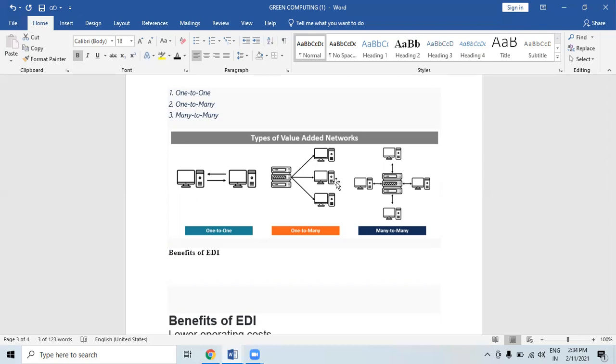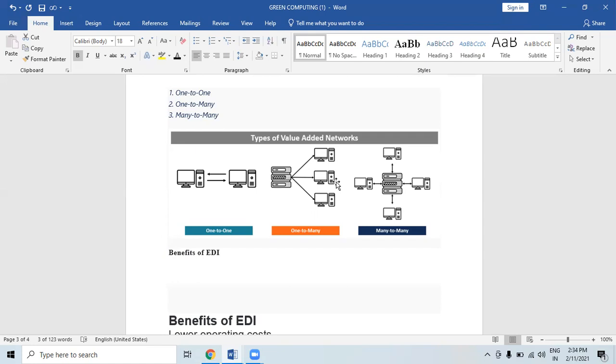So this is about the VAN, that is nothing but the value added network. With the help of a value added network, businesses can connect to each other. One business connects to another business, sharing and exchanging information between them. Then one-to-many, one business can connect to many businesses, like a retailer. Then many-to-many, many businesses connected to other businesses. So this is about the VAN.